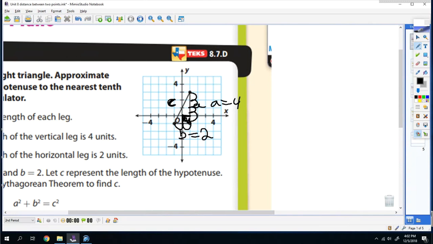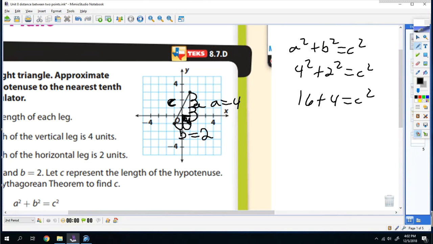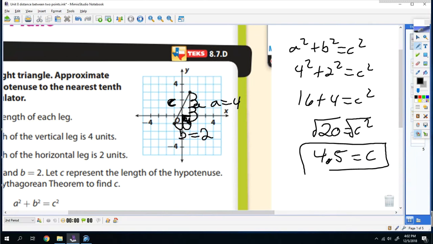When we count this one, 1, 2. So B is 2. So we're going to write our equation, which is A squared plus B squared equals C squared. So A is 4, B is 2. So 4 squared is 16, 2 squared is 4, 16 plus 4 is 20, equals C squared. So you just find the square root of 20, which is approximately 4.5. So our hypotenuse has a length of 4.5. That's how we do it.